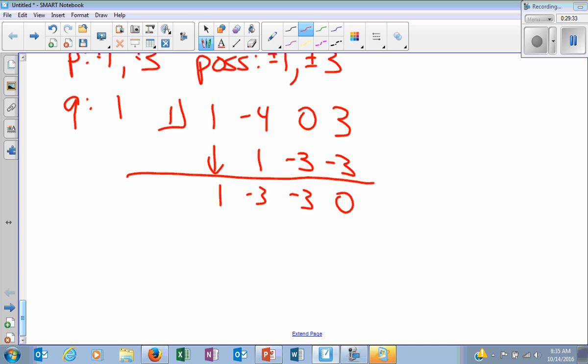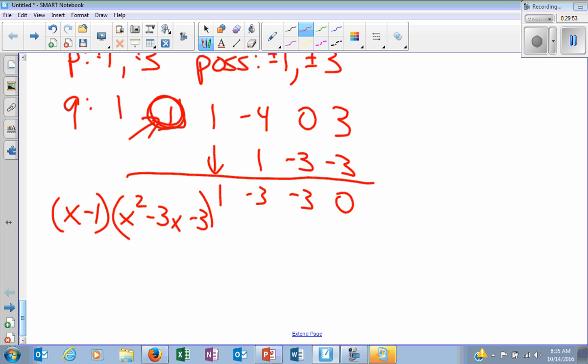What did I just prove? What's one of my factor, or what's my root for this one? 1 is my root, correct? What does that mean my factor is? X minus 1 times what's left over? X squared minus 3x minus 3. You with me on that?